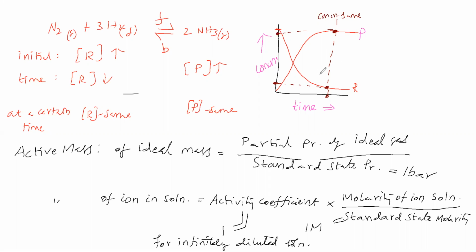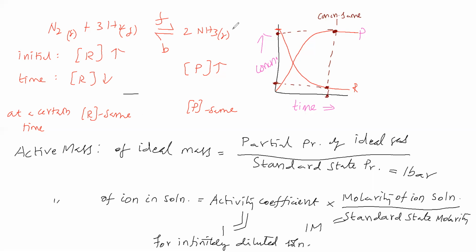Now we will see why the concentration of reactant remains the same from a certain time onwards, and why the concentration of product remains the same. What is the reason? Such a situation is possible if the system attains equilibrium.